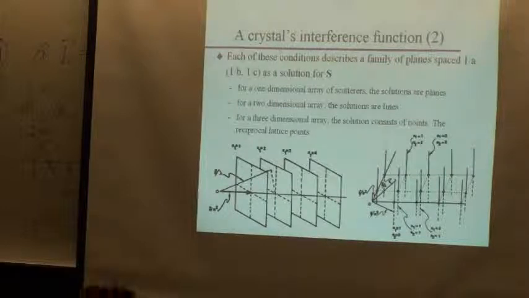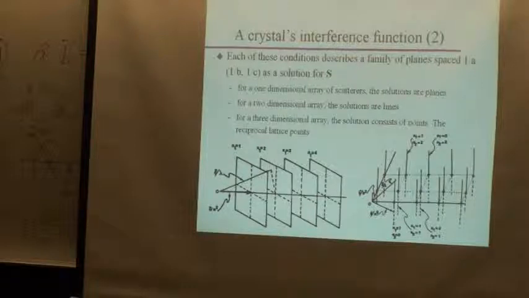It's a line, right? Take one plane, you take another plane, they intersect in a line. Does everybody see that? Got an intersection that is a line. So what would you get from a two-dimensional crystal? You would get lines, right?